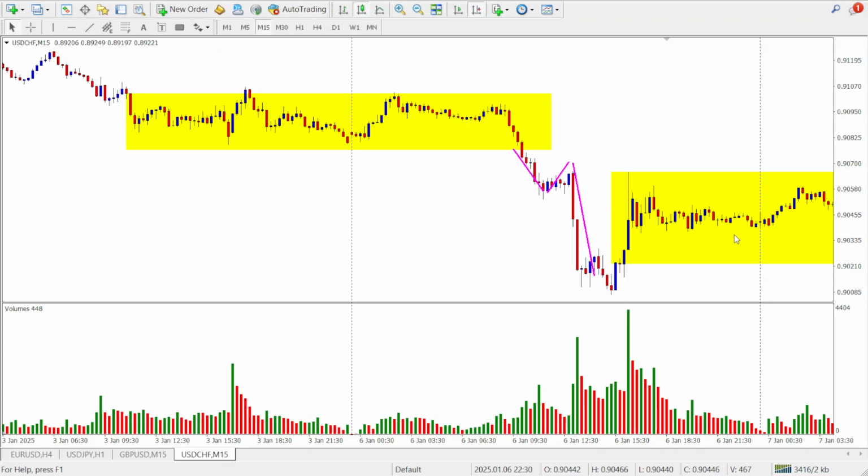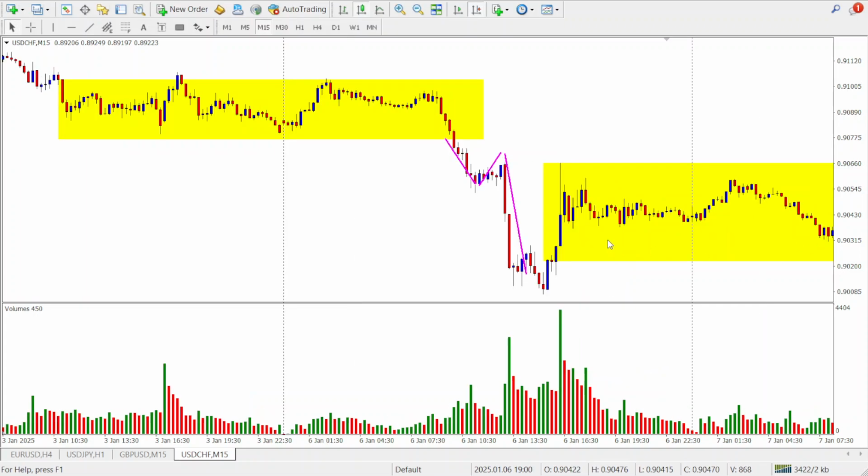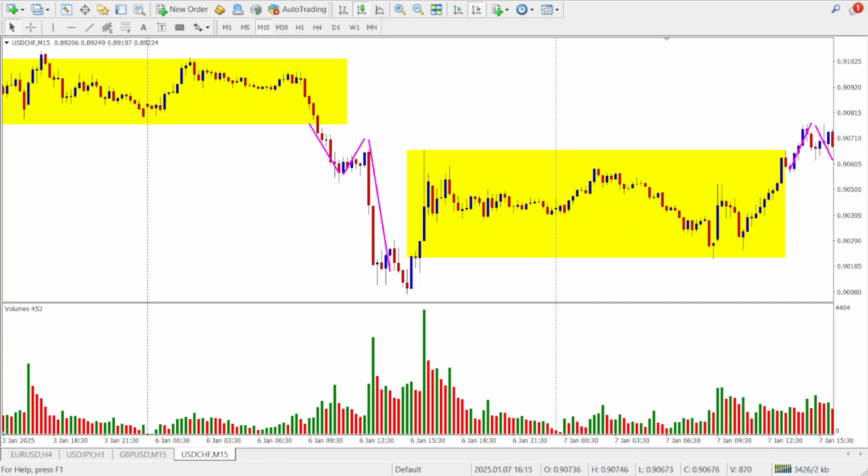The best traders know how to switch between both strategies, the breakout and the pullback strategies, depending on market conditions. So if you're serious about improving your trading, mastering pullbacks and breakouts is essential. By using these strategies correctly, you'll avoid bad trades and take high probability setups instead.